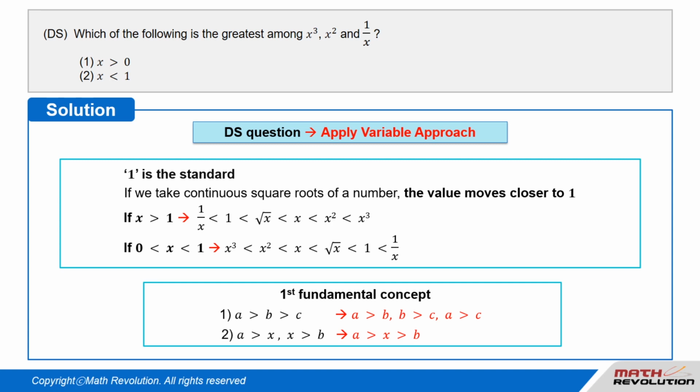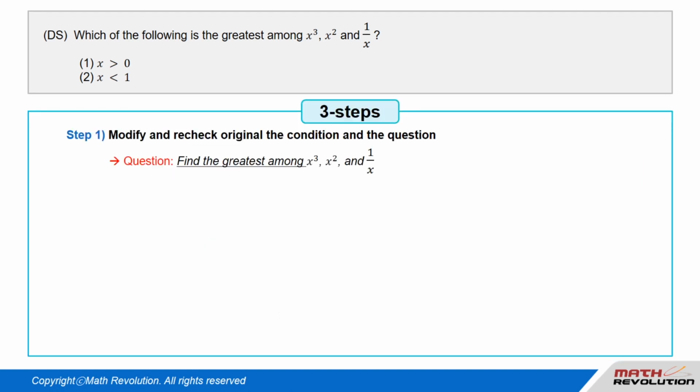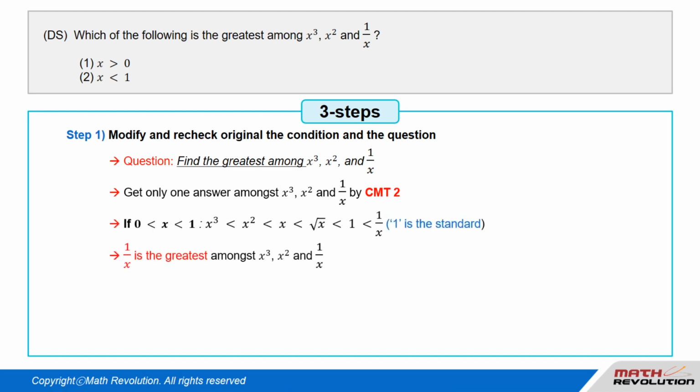Let us follow the first step of the variable approach by modifying and rechecking the original condition and the question. We are required to find the greatest amongst x cubed, x squared, and 1 over x. You should get these questions right to get a score above 49 in GMAT math. This theory appears in the exam often, so remember it. In the original condition, we have to get only 1 amongst x cubed, x squared, and 1 over x by CMT2, which states that the number of answers must be 1.